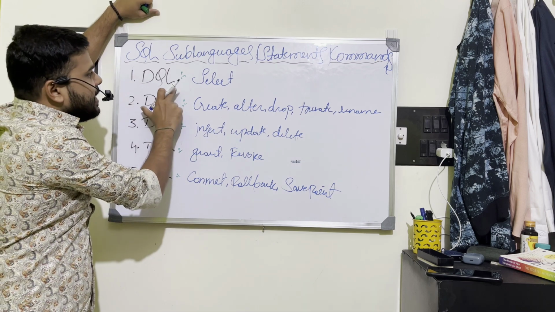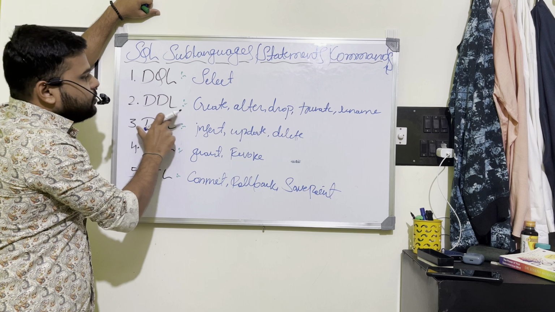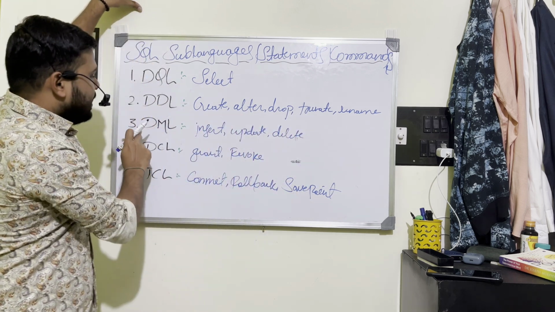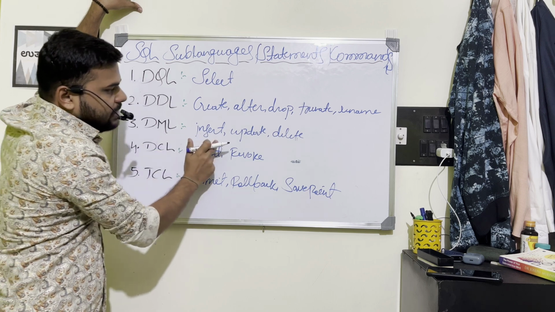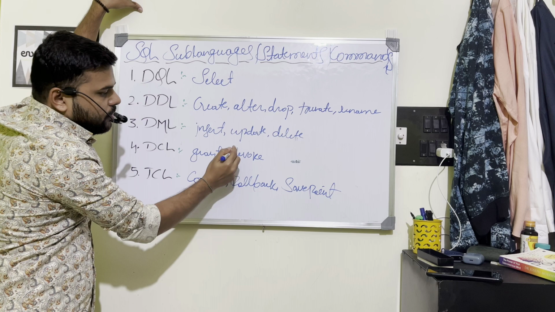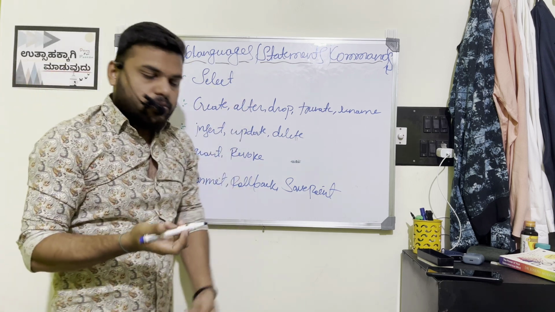First one is data query language. We have in that select statement. In data definition language, we have statements create, alter, drop, truncate, rename. And in data manipulation language, we have insert, update, delete. And data control language, we have grant and revoke. In transaction control language, we have commit, rollback, and save point.